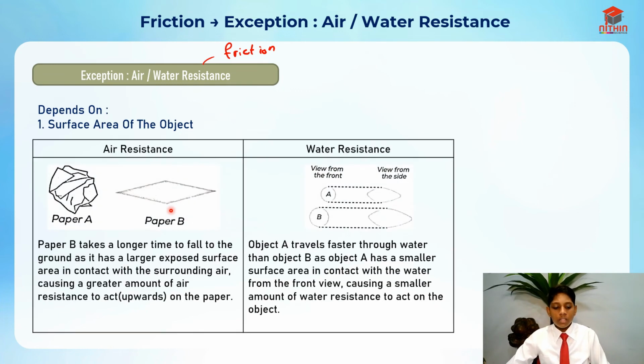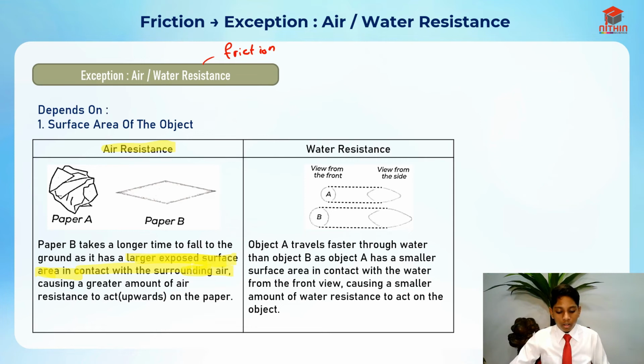Okay, so let's take a look at the example of air resistance and water resistance. Paper B over here has a larger surface area than paper A, right? So paper B takes a longer time to fall to the ground as it has a larger exposed surface area in contact with the surrounding air. Okay, remember when you're comparing a surface with air, you always need to talk about a larger exposed surface area in contact with the surrounding air. So this phrase is really important. It's applicable every time you explain air resistance.